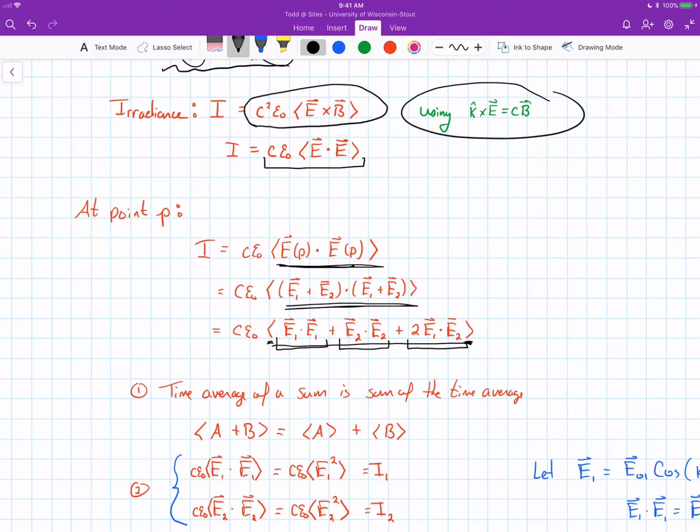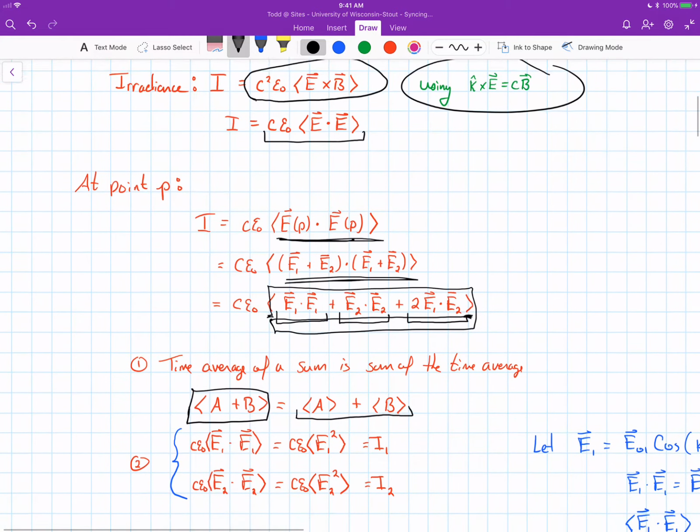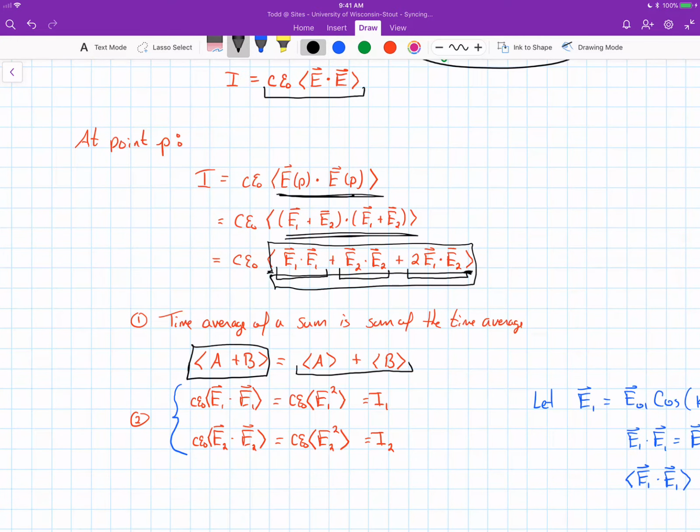Now, it turns out that the time average of a sum, in other words, the time average of A plus B, is simply the time average of A plus the time average of B. We're going to use that to break this up into smaller terms. The other thing we're going to do is rewrite this term and this term here in terms of the irradiance that you'd see from each individual light field by itself. So for this term right here, we can rewrite this as the irradiance of light ray 1, and this right here is the irradiance of field number 2.